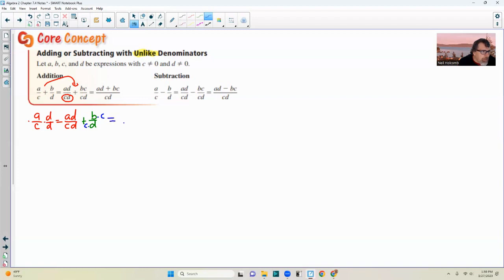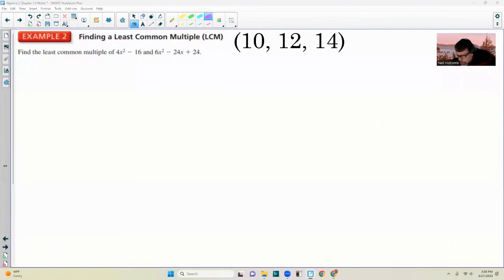So I can then say, well, my denominator is now going to be CD and my numerator is going to be AD plus BC, as they have right here. And the same goes with subtraction. It's just the sign change in the middle. Okay, so all we're really doing is multiplying both fractions by the other's denominator to get common denominators. And we'll look at that in an exercise example.